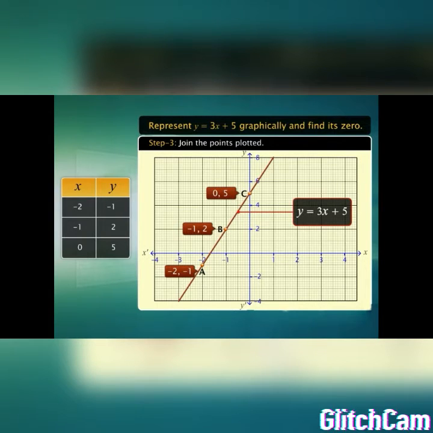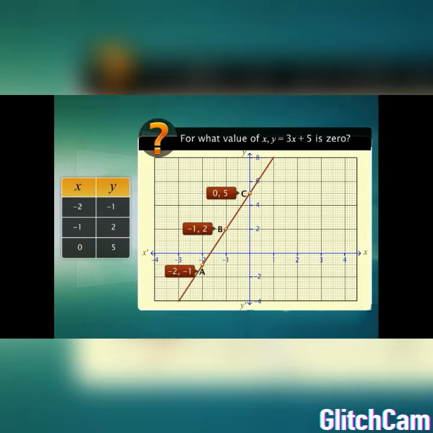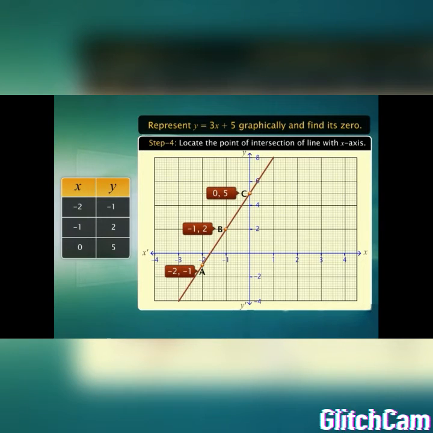Observe the graph carefully. Can you figure out for what value of x the polynomial y equal to 3x plus 5 gives a 0 value? Well, to find this out, you need to locate the point of intersection of the line and the x-axis. Here, the line intersects the x-axis at a point with x-coordinate equal to -5/3 and y-coordinate equal to 0. Thus, for x equal to -5/3, the polynomial becomes 0. Hence, the x-coordinate of the point of intersection of the line with the x-axis is the zero of the polynomial.